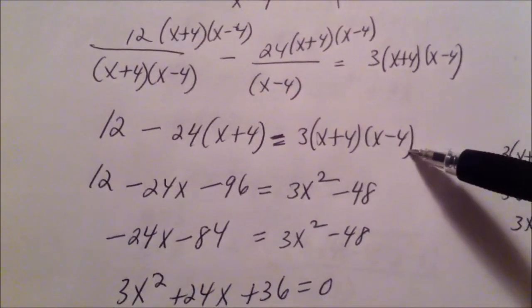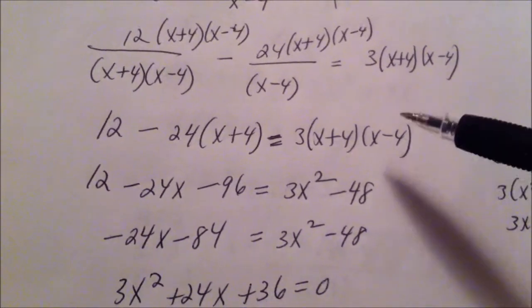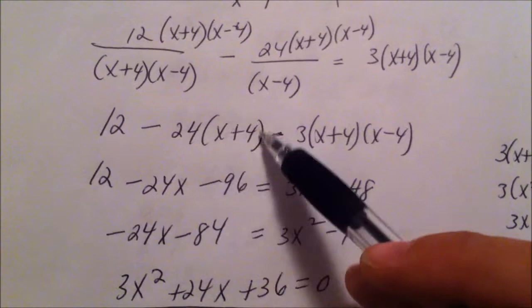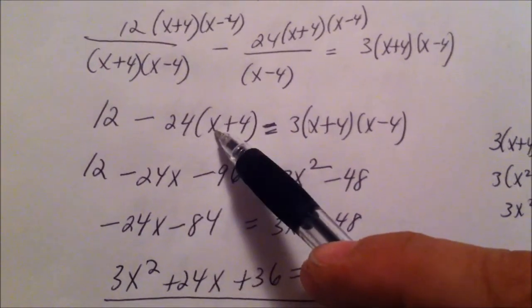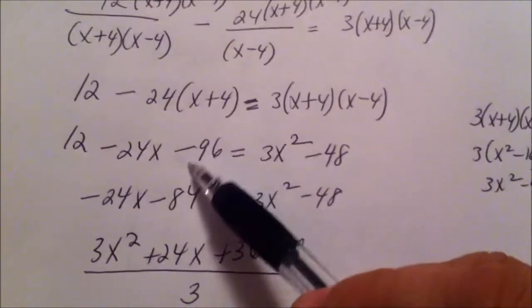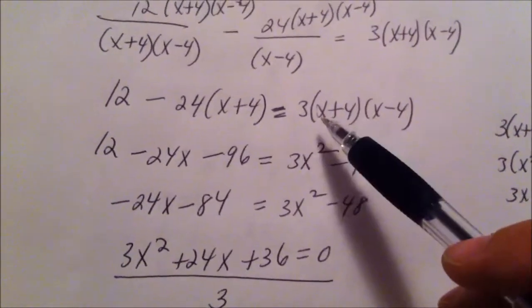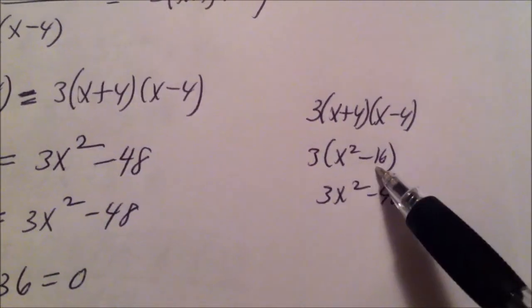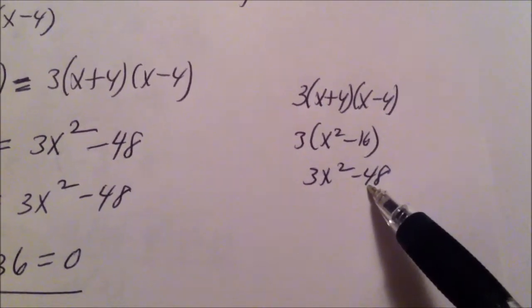Now it becomes a little more complicated, really a 10th grade question. Here's the 12. You're going to distribute this -24 to get -24x minus 96. Be careful there. That's the error that gets a lot of students. What I want you to do is, I did it over here. Distribute that first, and then distribute the 3.